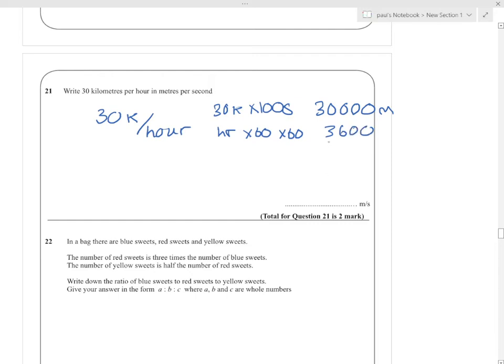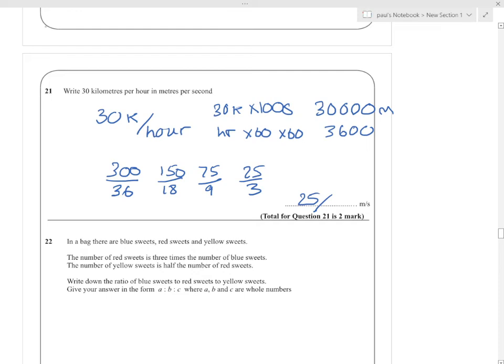Now, it's just going to work out. So get rid of a couple of zeros. So I've got 300 over 36. Let's halve this. 150 over 18. Halve this. 75 over 9. Divide by 3. 25 over 3.